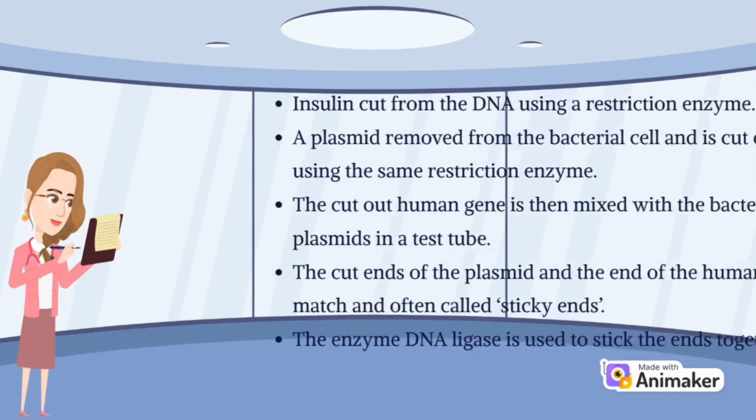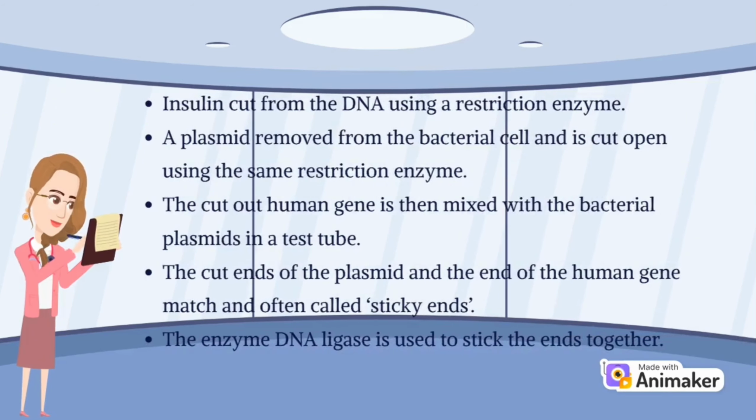First, insulin is cut from the DNA using a restriction enzyme. A plasmid is removed from the bacterial cell and is cut open using the same restriction enzyme. Then, the cut-out human gene is mixed with the bacterial plasmids in a test tube. The cut ends of the plasmid and the end of the human gene match and are often called sticky ends. The enzyme DNA ligase is used to stick the ends together, forming recombinant plasmid.